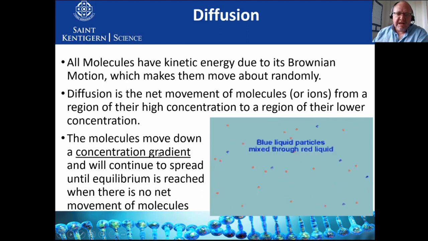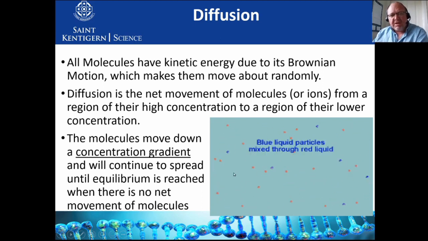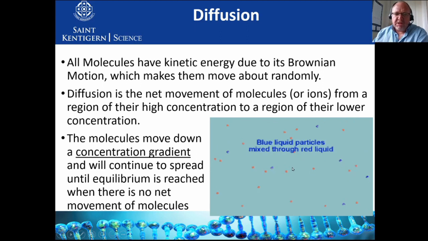The molecules move down the concentration gradient and will continue to spread until an equilibrium is reached, when there's no net movement of molecules. Equilibrium means your movement in one direction is going to be equal to someone else's movement in the other direction. Or for the chemists out there, equilibrium is when you have a reaction going from reagent to product, and there's an equal amount of molecules running in the other direction from product back to reagent. Okay, so that is equilibrium, equal on both sides.